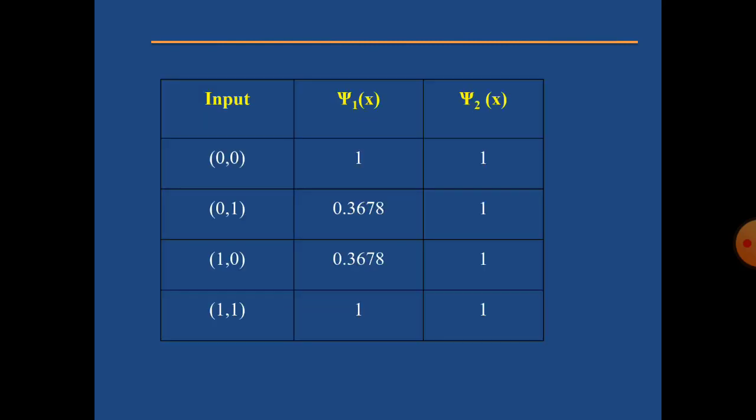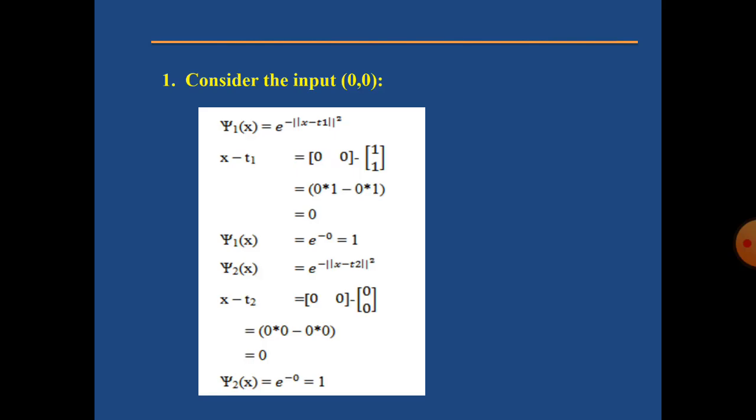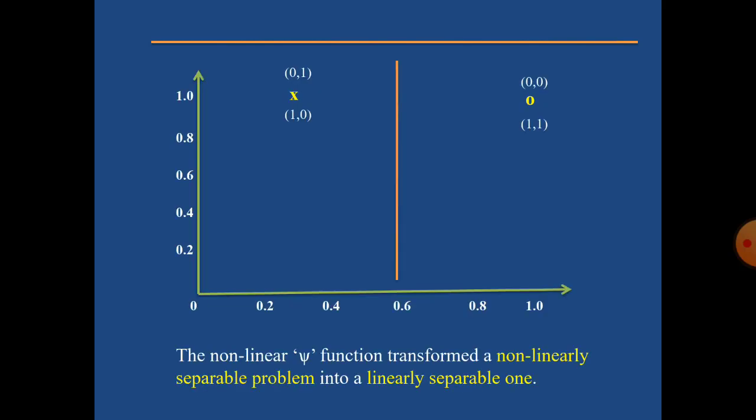At the starting we had taken an example. This is the figure. X class are 0 comma 1 and 1 comma 0, whereas O class are 0 0 and 1 1. So here these are non-linearly separable. After applying Cover's theorem, we have converted them into linearly separable: 0 0 and 1 1 are O classes, 0 1 and 1 0 are X class. So after performing Cover's theorem, we have shown that non-linearly separable patterns can be converted into linearly separable patterns. Here we are able to separate them by a straight line.